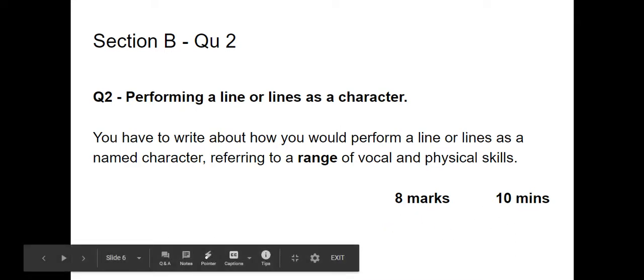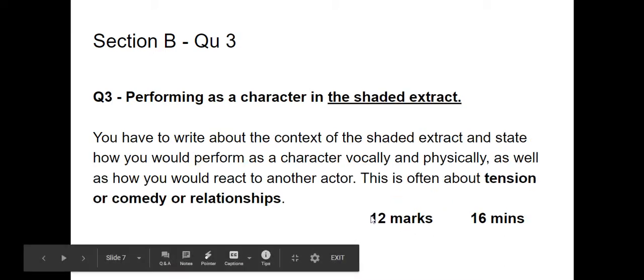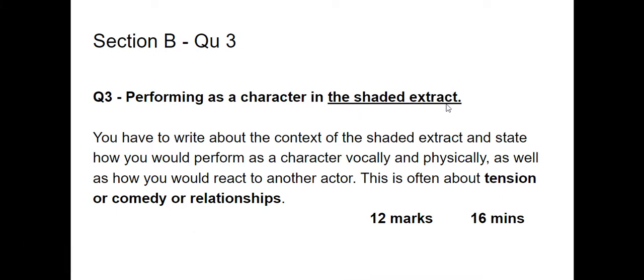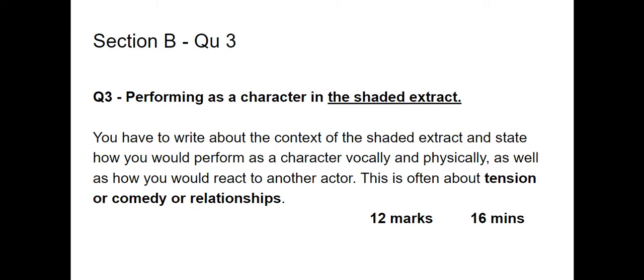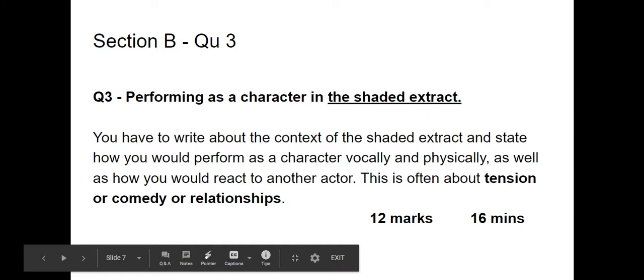Really try to be strict with yourself about moving on for these questions. Question 3 is always performing as one named character in the shaded extract. So that will be the slightly greyed area, often towards the end of an extract, not always. And you have to write about the context of that and state how you perform as that character vocally and physically, as well as how you would react to another actor. So you have to say, as such and such, I would do this, and the actor playing the other character would do this. So it's often about tension or comedy, or sometimes just relationships between the characters.